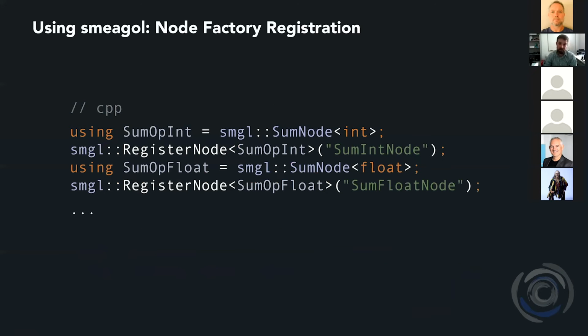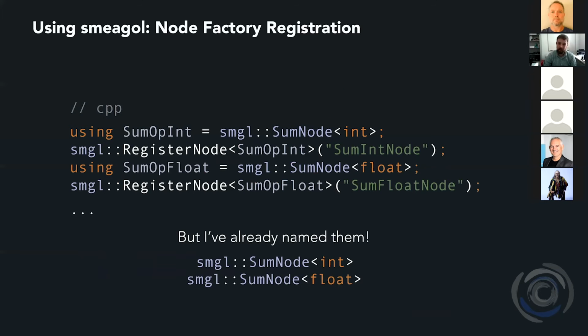You could, of course, just give them all a unique name, sum int node, sum float node. That is a lot of typing in the registration code again that we wanted to avoid. And anyway, I've already named them, right? They're in my library and they're called smeagol namespace sum node with an integer template and smeagol sum node with a float template. So it'd be really nice if we could get access to this. And it turns out in certain compilers you can.